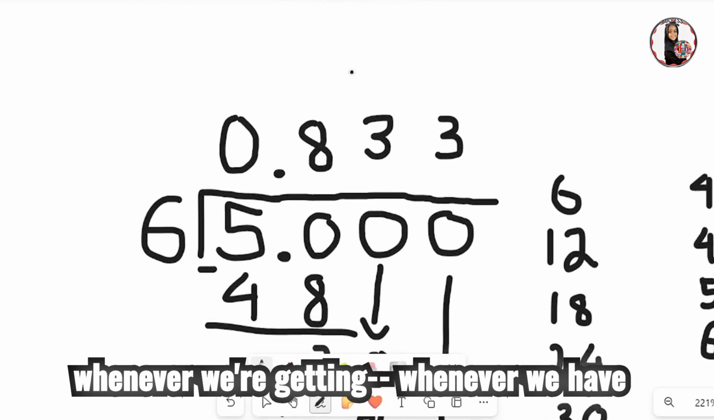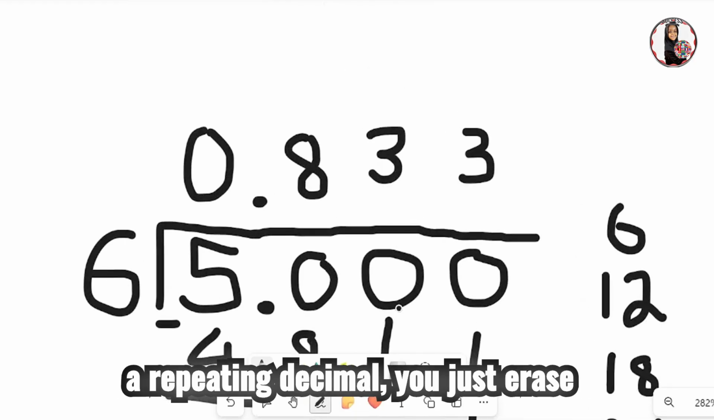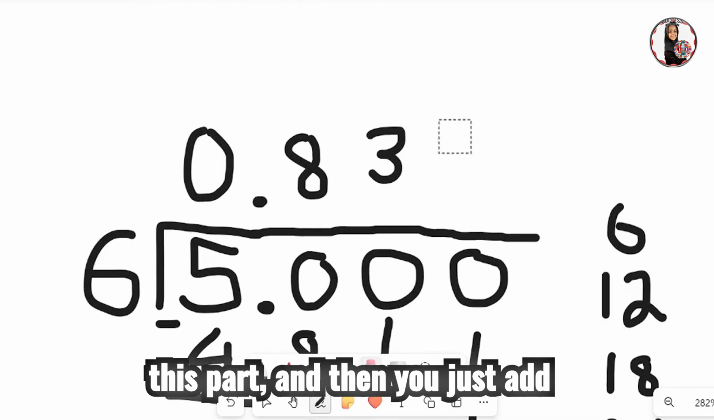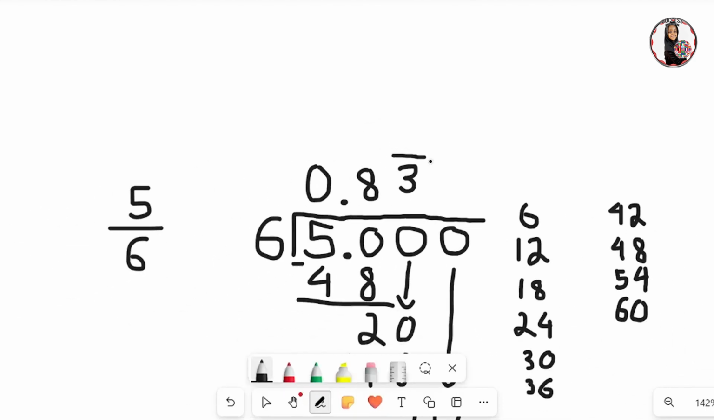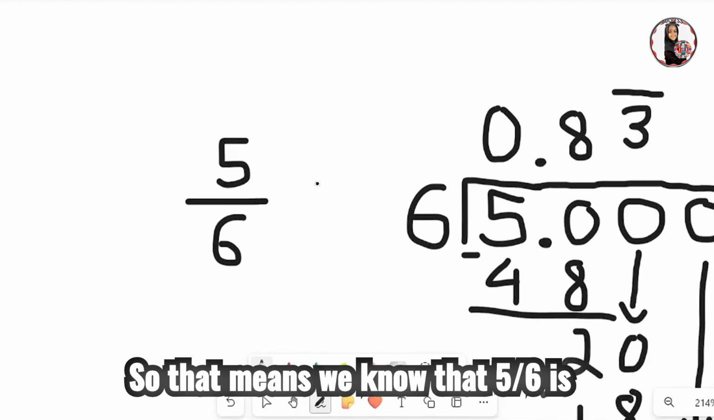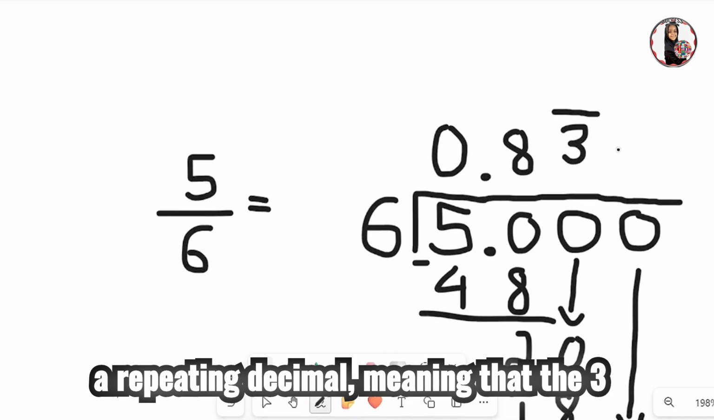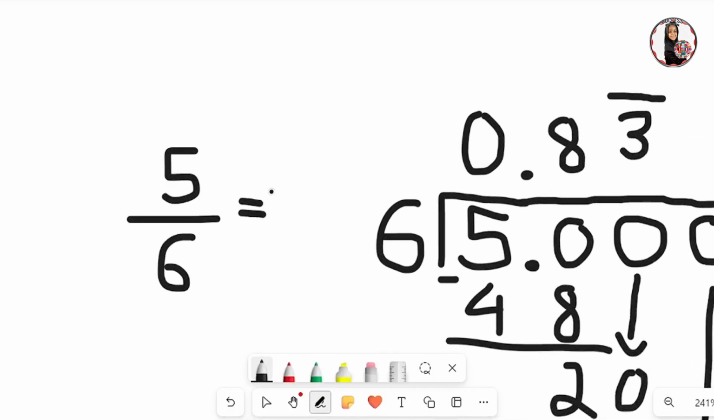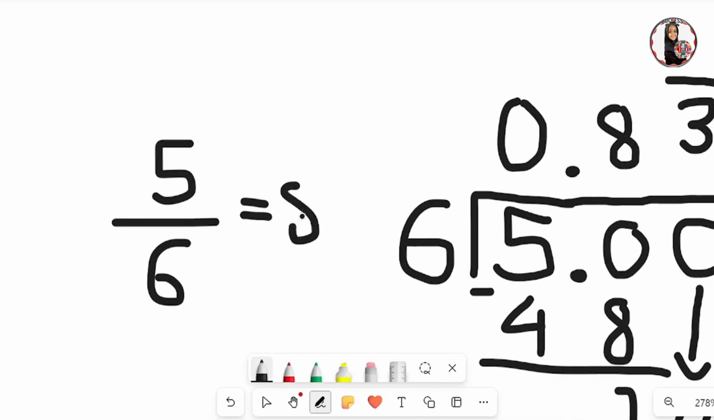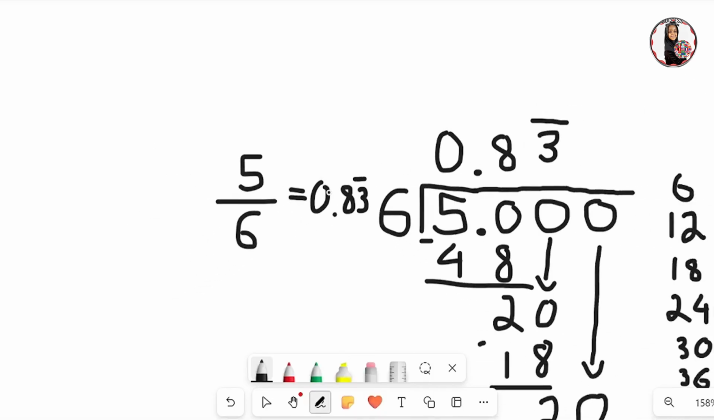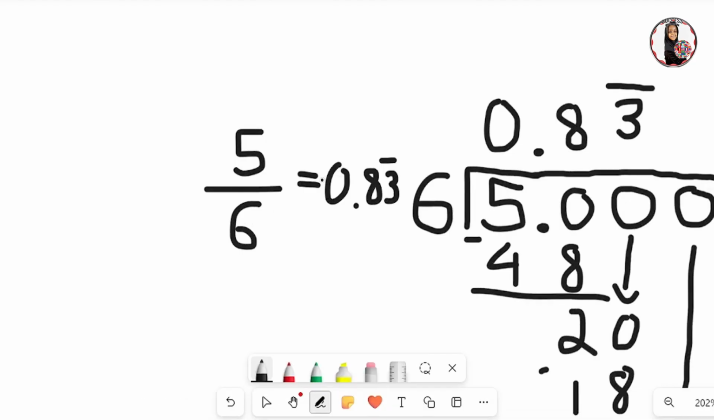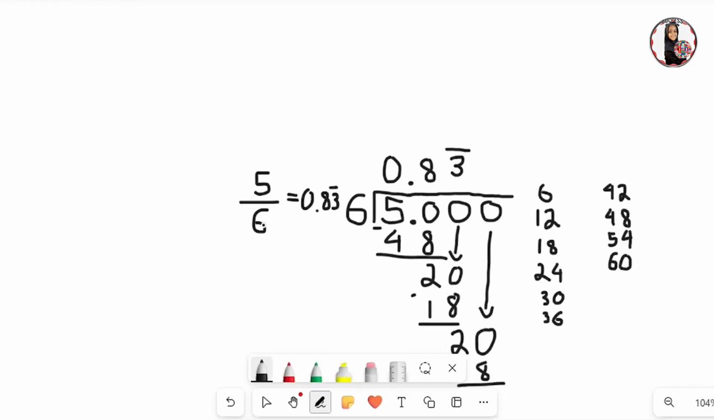Whenever we have a repeating decimal, you just erase this part and then add a line to show that this is repeating. So that means 5/6 is a repeating decimal, meaning that the 3 never stops. So that means it would be 0.83 with a line over the 3. So we know that 5/6 is equivalent to 0.83 repeating.